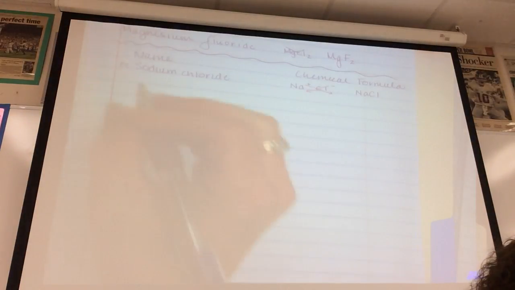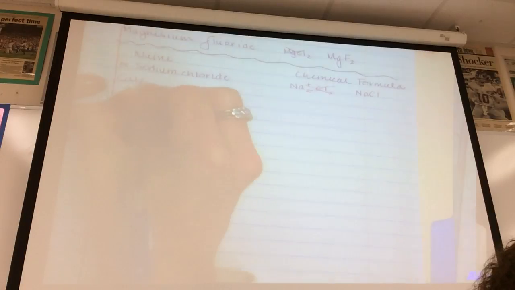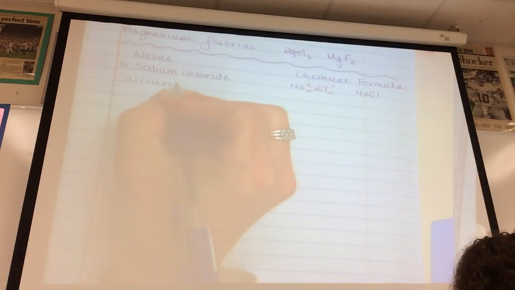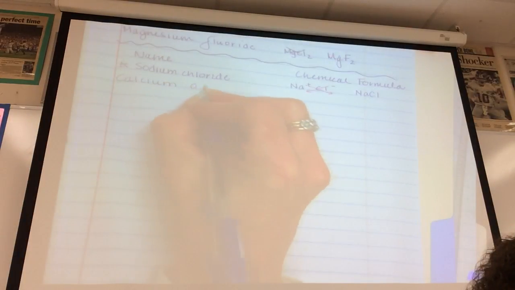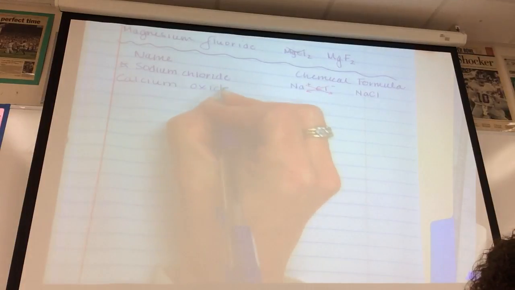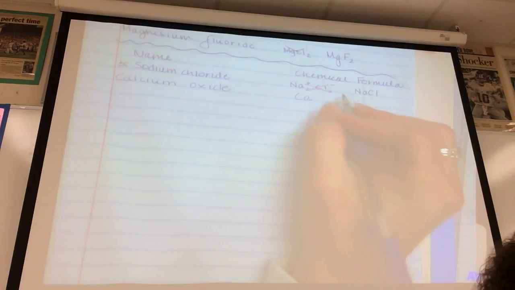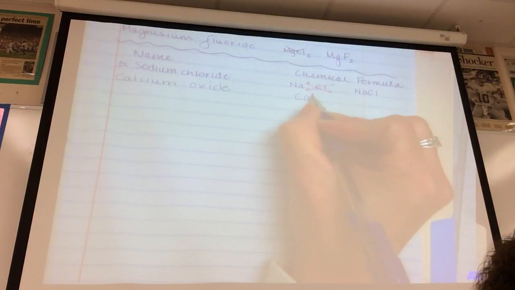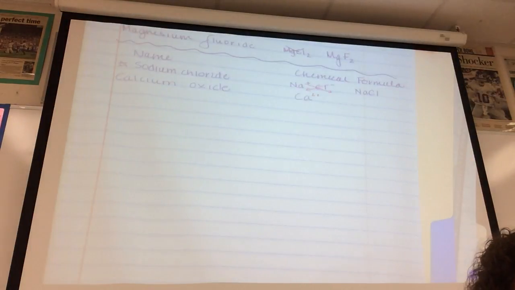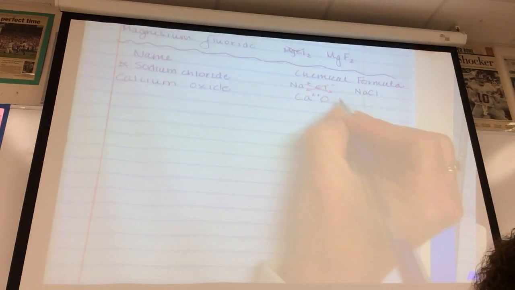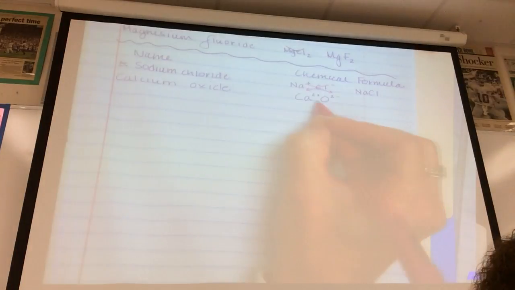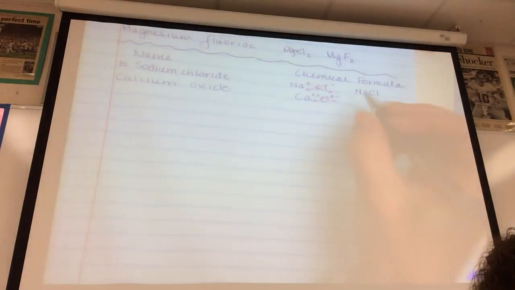Okay. We're going to do several. Calcium oxide. Calcium, group 2, has what charge? 2 plus. Charge is a number followed by plus or minus. Oxide is 2 minus from group 16. This 2 would go here. This 2 would go here.